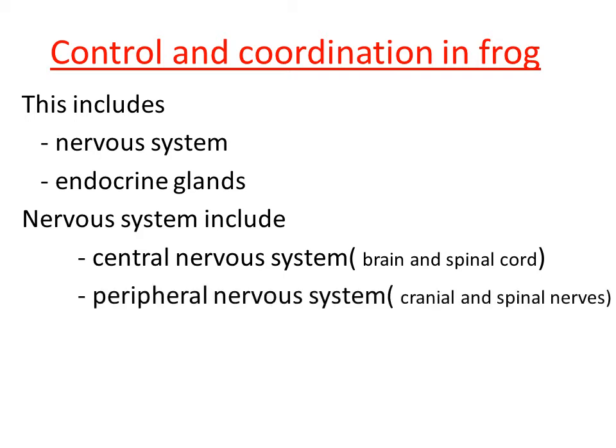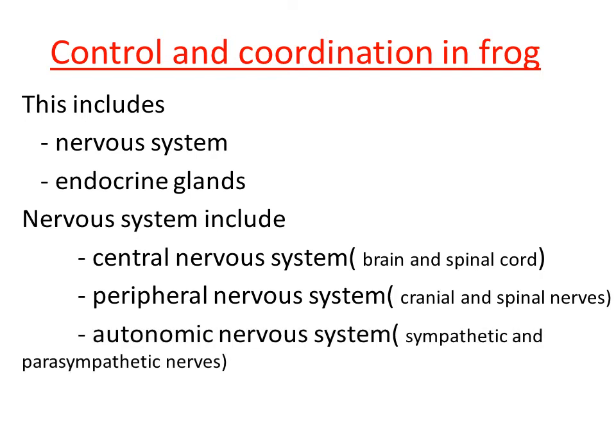Let us come to the second one, that is the peripheral nervous system. The peripheral nervous system consists of cranial nerves and spinal nerves. These two are the nerves that are part of the peripheral nervous system. Cranial nerves actually arise from the brain; they are connected with the brain. And spinal nerves arise from the spinal cord to different parts of the body. Because these nerves connect the peripheral parts of the body, they are called the peripheral nervous system.